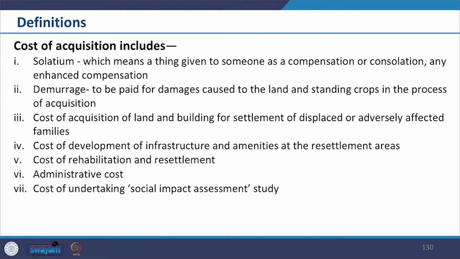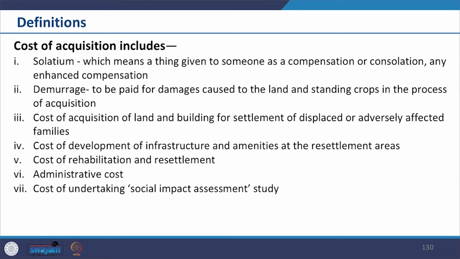So, what really comes into the cost of acquiring a land? The cost of acquisition includes amount of compensation, which includes solatium, which means a thing given to someone as a compensation or consolation. Any enhanced compensation ordered by the Land Acquisition and Rehabilitation and Settlement Authority or court, and interest payable, and any other amount determined payable to the affected family. So, that would constitute one component of cost.